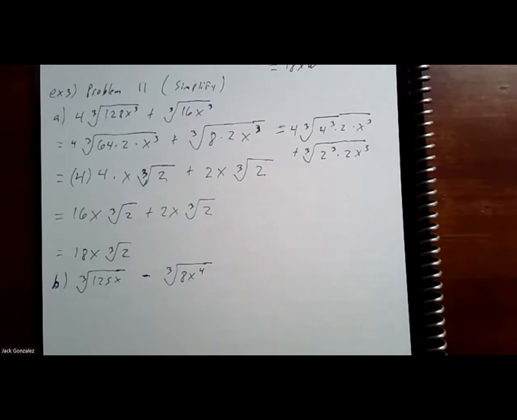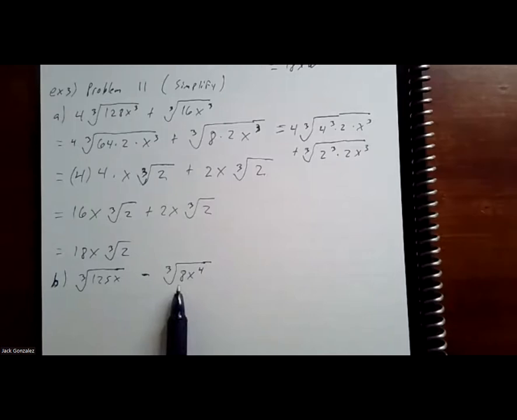Okay, so the numbers are no big deal, right? Now we're trying to get used to that these are cube numbers. The 8 and the 125 are cubed. This x to the 4th is different though.